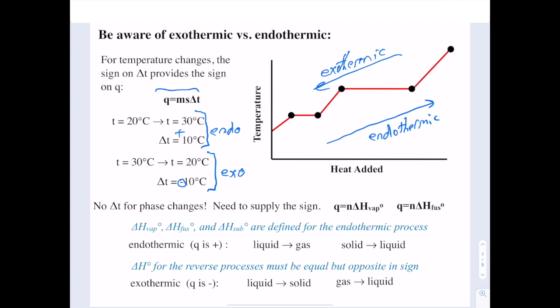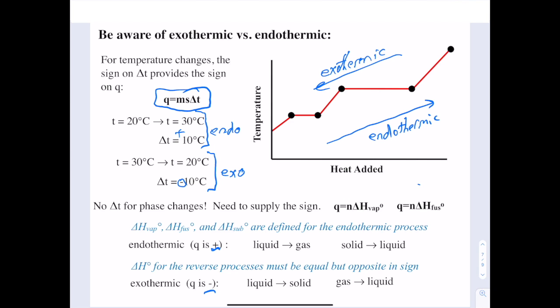This equation, Q equals ms delta T, has a sign on Q. Remember, if Q is positive, it is endothermic. And the sign on Q will come about from the sign on delta T. If you have a warming of a substance, the temperature is increasing, that's endothermic. Delta T will be positive and Q will be positive. If you have an exothermic process, delta T will be negative and the resulting Q will be negative. When Q is negative, that's exothermic.